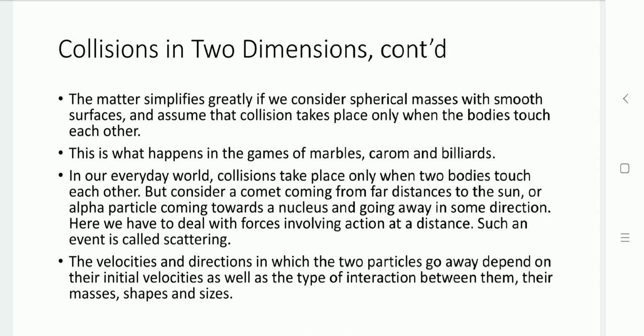But consider a comet coming from a far distance to the sun, or an alpha particle coming towards a nucleus and going away in some direction. We have to deal with forces involving action at a distance. Such an event is called scattering. The velocities and directions in which the two particles go away depend on their initial velocities and the type of interaction between them, based on their mass, shape and size.